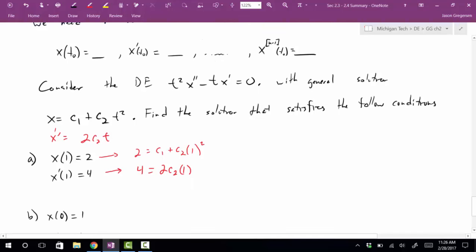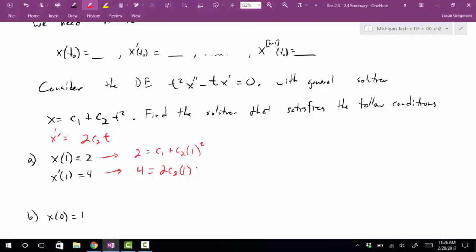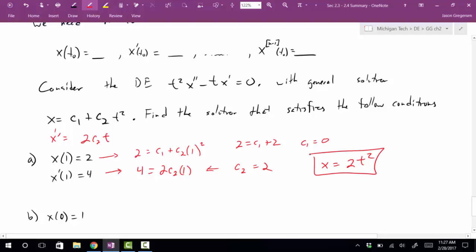All right. So now what? So now I can just solve this. Sometimes it'll be easy to solve, sometimes it'll be a little harder to solve, right? You have two equations, you have two unknowns, you should be able to solve it. In this case, I'll start with that second equation. That tells me that C2 must be equal to 2. If I plug that into the first equation, I get 2 is equal to C1 plus 2, which tells me that C1 is equal to 0. And so my specific solution must be 2t squared. That is the specific member of the family that also satisfies those initial conditions. Any questions there?